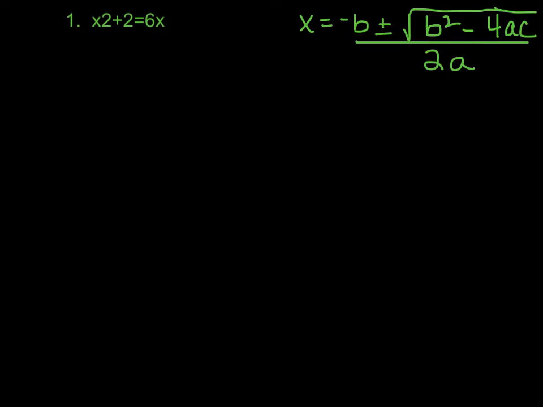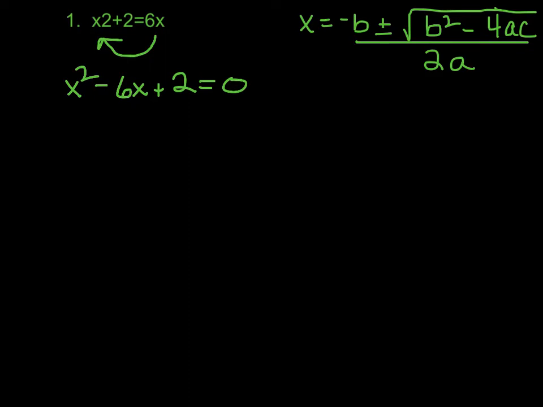So here we go. Before we even start, if we look at number 1, we need to get it in standard form. So we need it to be set equal to 0. So what I'm going to do is move this 6x over here, and that's going to make that x squared minus 6x plus 2 equals 0. So now I'm in standard form with the highest power first, and then down to the constant last, and then set equal to 0.